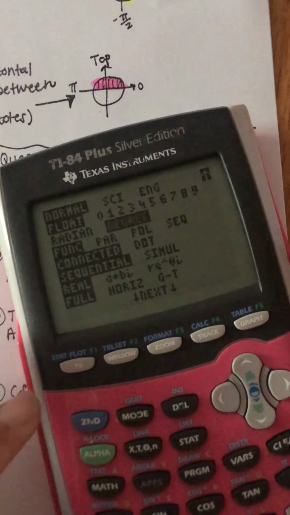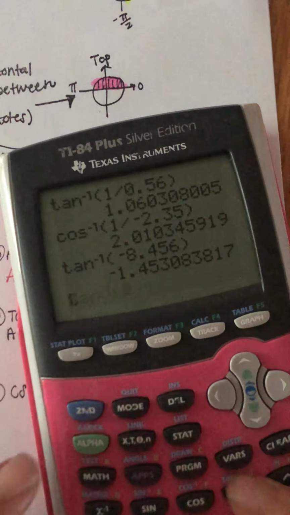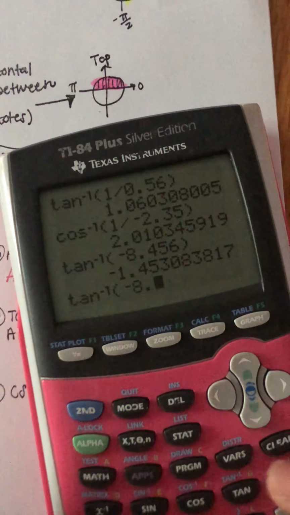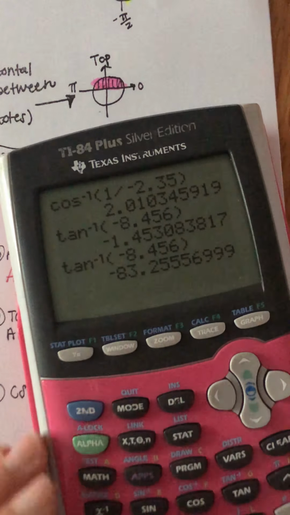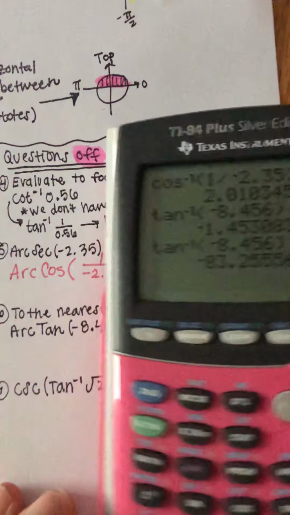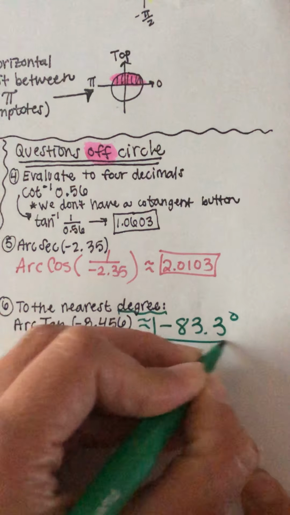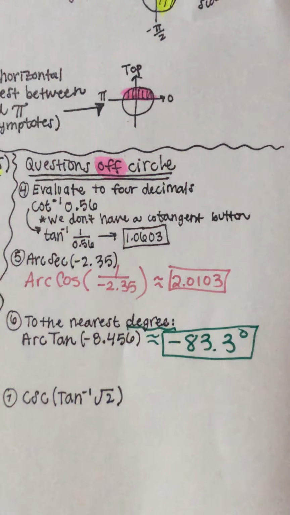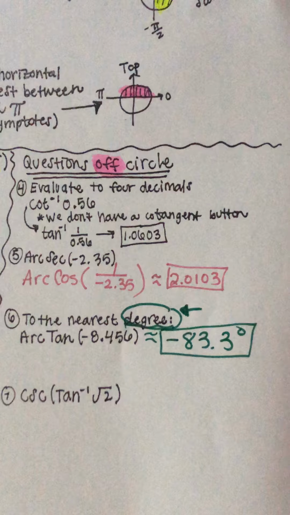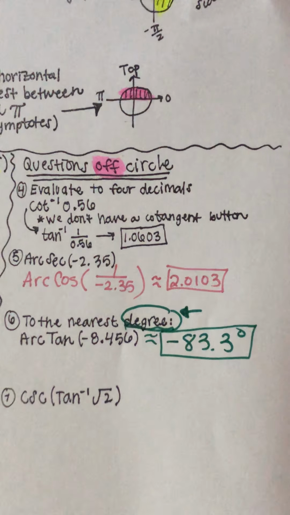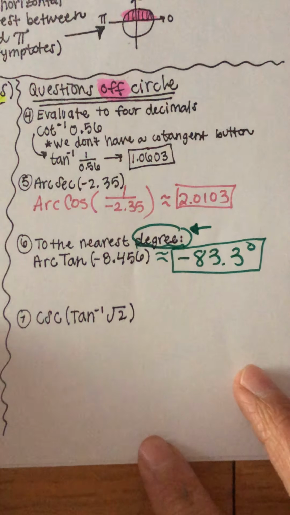How do I exit? Okay. So I think it's in degrees now. So let's try it again. Second tangent, negative 8.456. So we should get a degree. Negative 83.3 degrees. Okay, so let's point that out for sure. Means we have to switch the mode. Mode switcher.